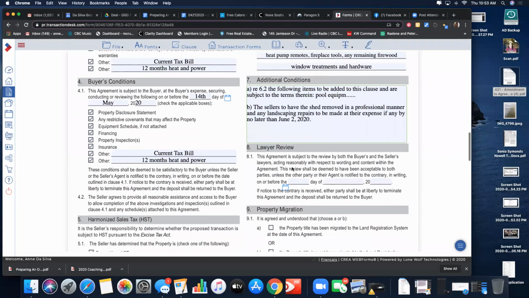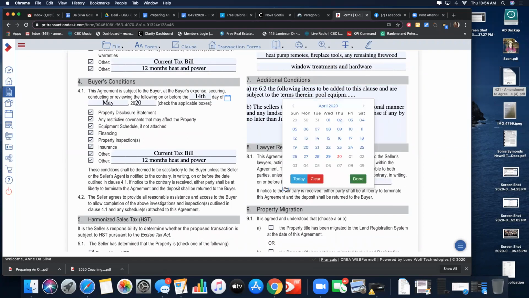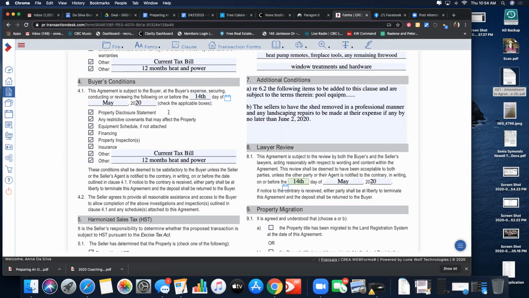And then we have our lawyer review clause. So best practices, this lawyer review clause should absolutely, 100%, always match your buyer condition date. This lawyer review date should never be earlier than the buyer condition date. Does anybody know why? Other than Tammy.